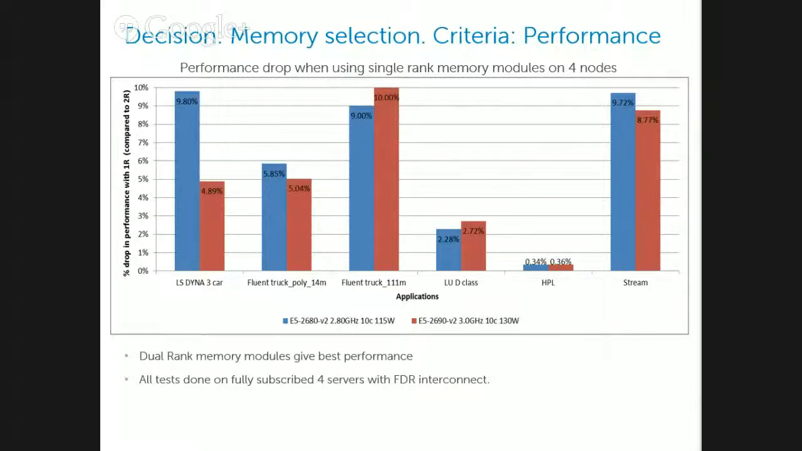So dual rank bins perform better in terms of memory. So this is just running the speed benchmark. But you'll see that some of the memory-intensive use cases had a big difference in performance at the application level as well. But for something like HPL, which is not necessarily very sensitive to memory bandwidth, there's really no difference here.